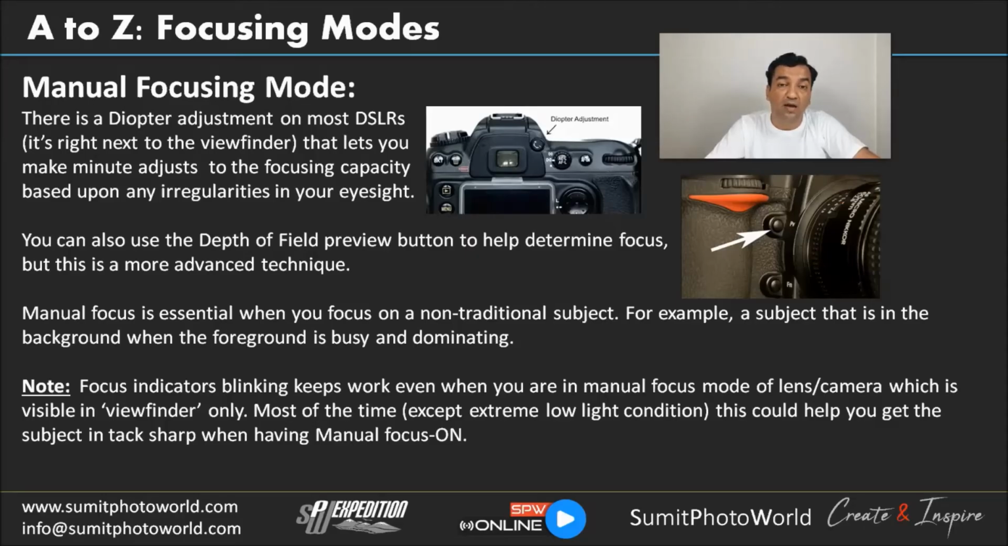And in Canon, I've seen it makes a beep noise when the subject gets in focus in manual mode. But again, you have to press the shutter release button halfway. So those are the signals you will use in manual mode to identify when the subject is in focus. Most of the time, except in extreme low light conditions, this can help you get the subject in sharp focus when using manual focus. In extreme light where you can't even see with your natural eyes, it is very difficult to focus. But in other light conditions, you can easily use manual mode.